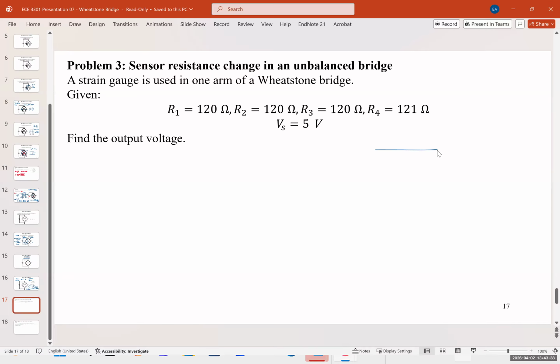So again, imagine we have the bridge, and we have identical resistance in each arm. But the one that is connected to the strain, this one, is measured at 121. And the source voltage is 5 volts. We want to find this output voltage, V out.